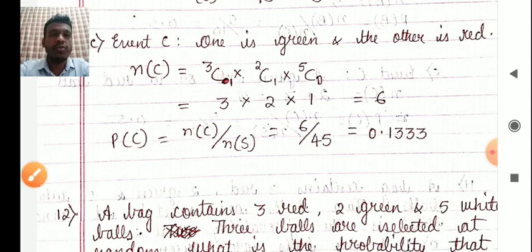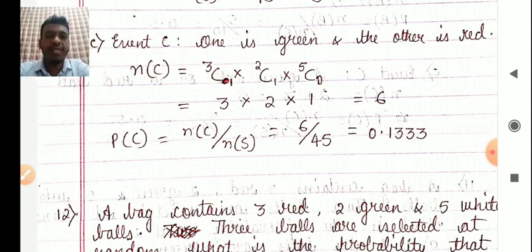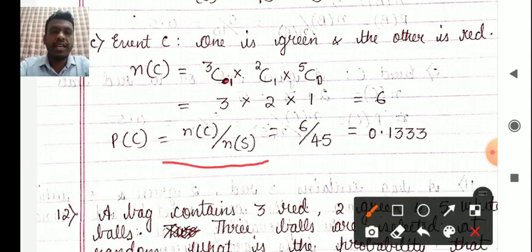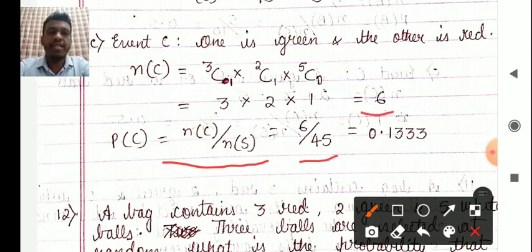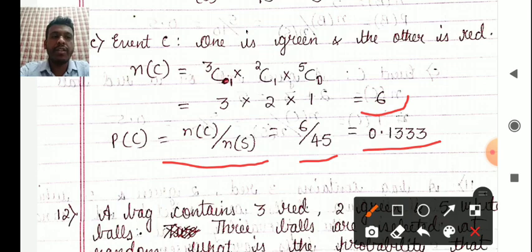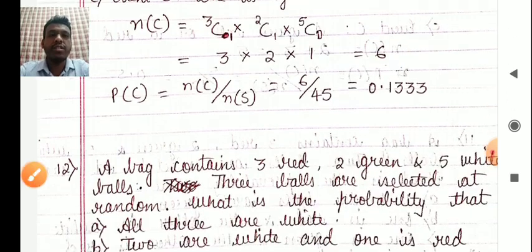So this is how we have to solve it. 3C1 is 3, 2C1 is 2, 5C0 is 1, which is equal to 6. So probability of C is equal to n of C upon n of S, which is equal to 6 upon 45. n of C is 6 and n of S is 45. So your total answer is 0.1333. So this is how we have to solve.